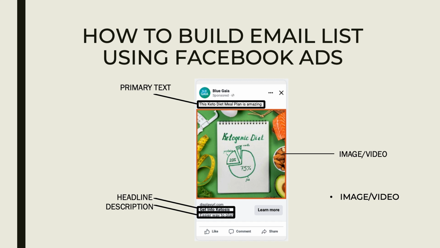So before we can even go in and set up our ad inside of the Facebook Ad Manager, we need to first have an image or video, and then a primary text, a headline, and a description. So we're going to go ahead and create those first before we even set up our Facebook ad.